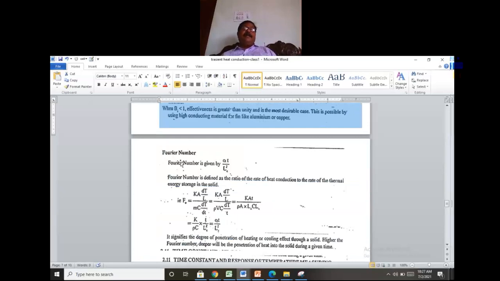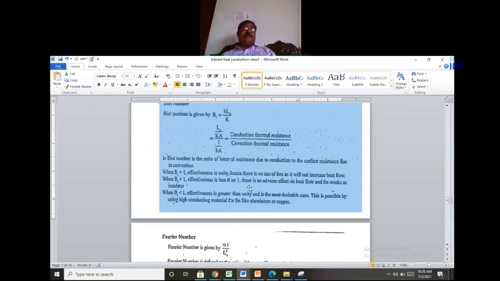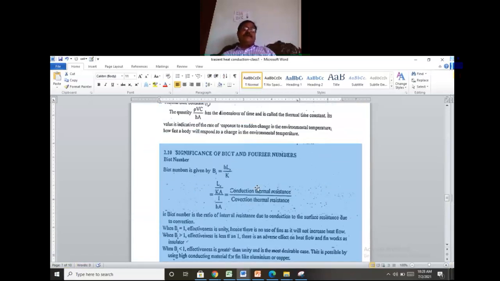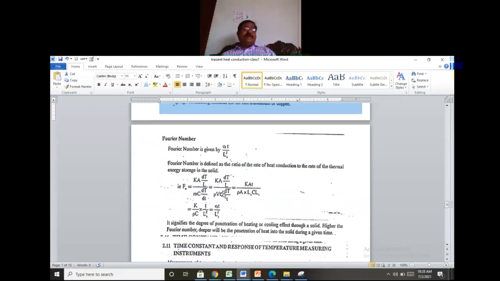Fourier number. Like any other dimensionless number, as we discussed in the previous case, that is the Biot number, the Fourier number is also one of the dimensionless numbers. Fourier number is given by alpha t by Lc square. Fourier number is defined as the ratio of the rate of heat conduction to the rate of thermal energy storage in the solid.